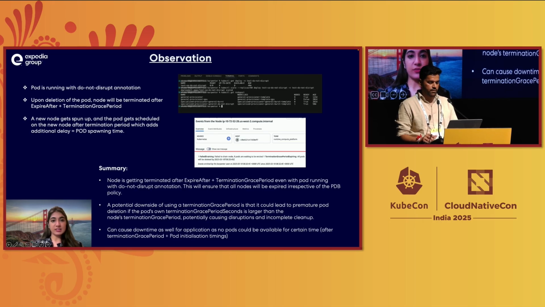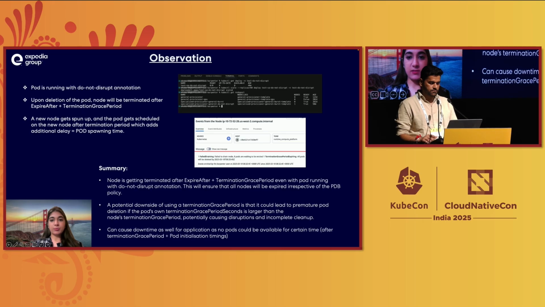So, the summary of this test case was a node does get terminated after the expire after plus termination grace period, even if there is a do not disrupt pod that is running in the current setup. This behavior ensures that nodes are eventually refreshed or expired, preventing indefinite node retention, regardless of all the PDB policies that we have in place.